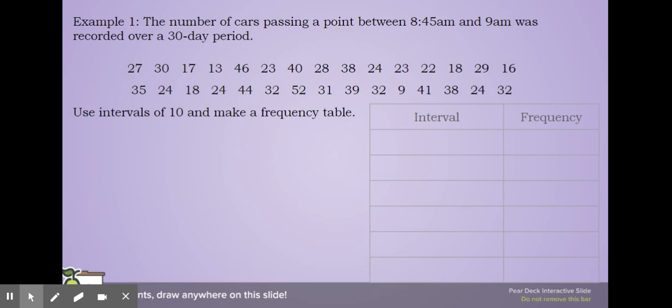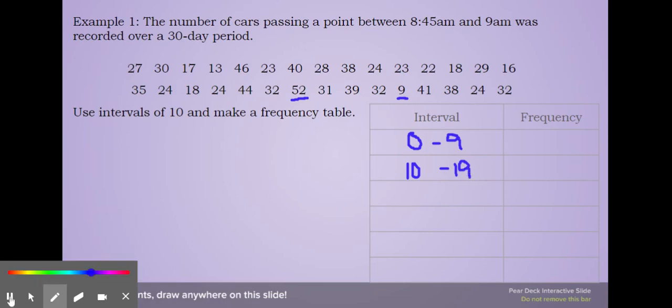So example 1, we have the number of cars passing a point between 8:45 a.m. and 9 a.m. was recorded over a 30-day period, and we're using intervals of 10 to make a frequency table. All right, so to do that, I'm looking through my data first, and I'm seeing that I have one single digit as a 9. Also seeing that my highest number is a 52, so I need to go from 9 to 52. I'm going to keep it simple, and I'm just going to go in intervals of 10 from 0 to 9. Keep in mind that is still an interval of 10 because 0's included. And then 10 to 19, etc.